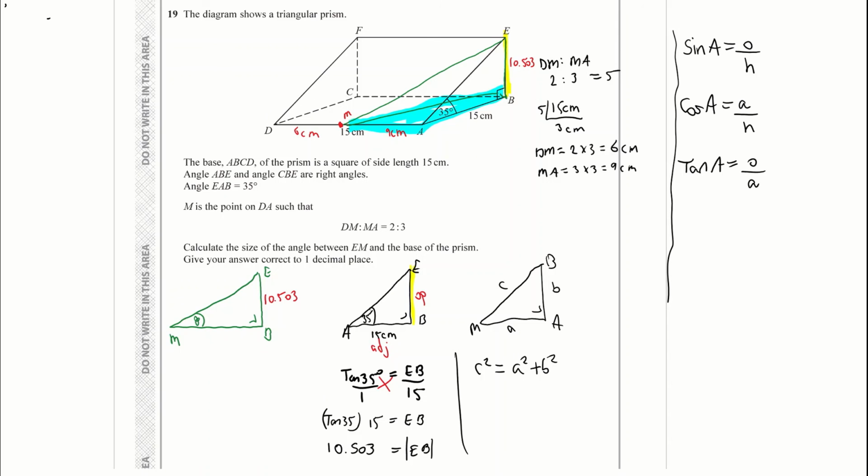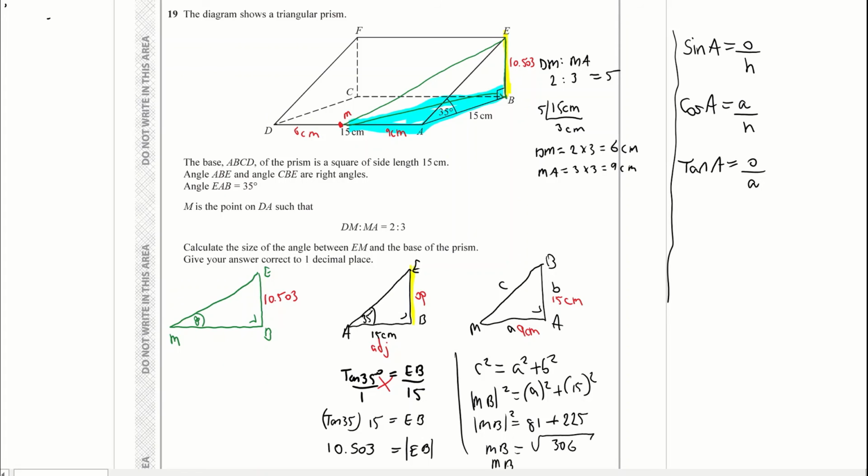Now we know those other two sides. We know the distance from M to A is 9 centimeters, and we know the distance from B to A as 15 centimeters. So in order to get the distance from M to B, it's going to be 9 squared plus 15 squared, which is giving me 81 for 9 squared, and 15 15s is 225. That's equal to MB squared. So that means MB is going to be the square root of the addition of 81 and 225, which is 306. So MB is going to be a distance of 17.493 when I do it out on the calculator. So bringing that back over to my diagram, M to B is 17.493 centimeters.